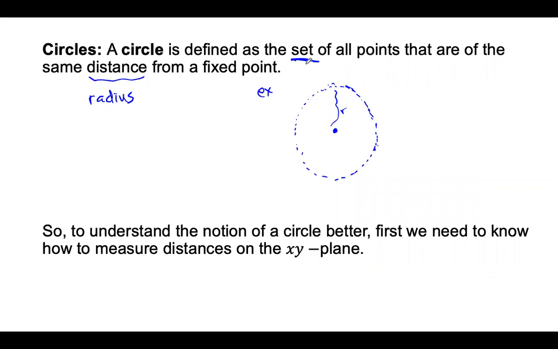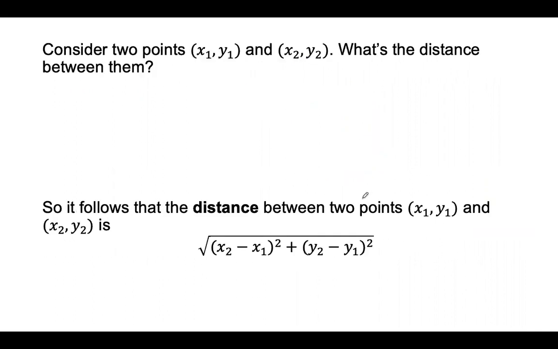A circle is defined as the set of all points that are the same distance from a fixed point. This is what I wrote down. I drew the circle with this particular radius. So to understand this notion of a circle a little bit better, we need to know how to measure distances on this XY plane. This isn't really enough to assist us. So we need basically an algebraic expression, since this is not exactly that helpful.